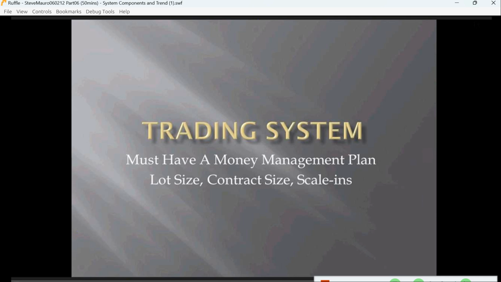You've got to know what your lot size is going in, what your risk is, contract size, scale-ins. Jim is going to discuss money management tomorrow and his take on it and what he does. So I'm not going to spend a lot of time on that.